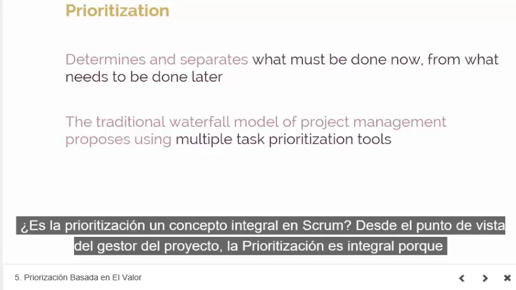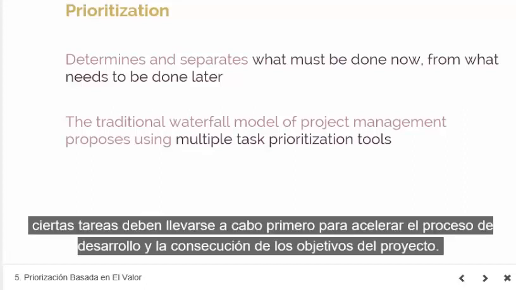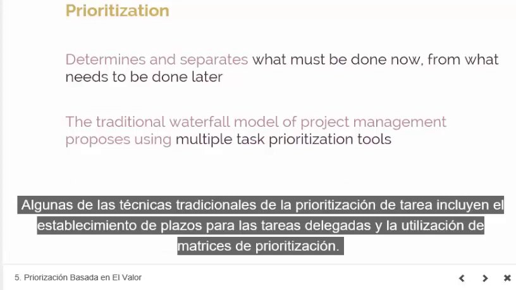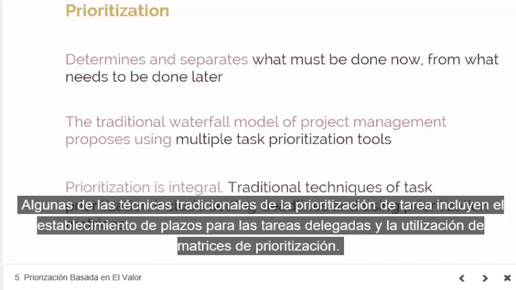From the project manager's point of view, prioritization is integral because certain tasks must be accomplished first to expedite the development process and achieve the project goals. Some of the traditional techniques of task prioritization include setting deadlines for delegated tasks and using prioritization matrices.